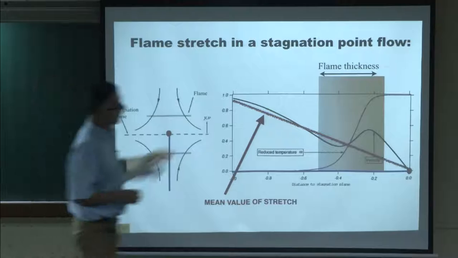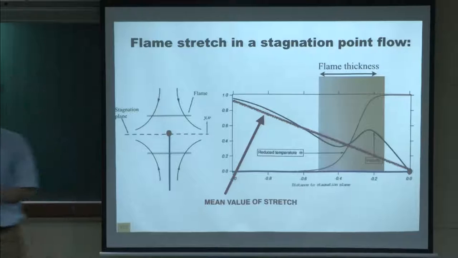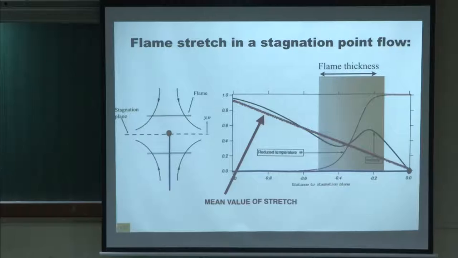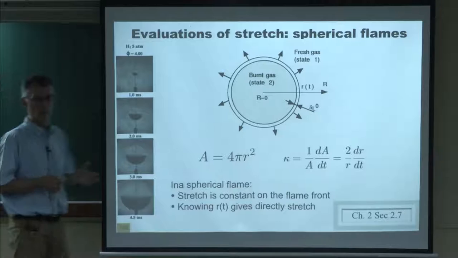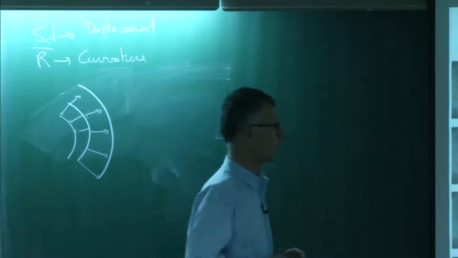Now, of course, there's a problem here to define what the stretch is at the flame front. You have to know where the flame is. But let's say globally that this gives you an idea of how you compute stretch in a stagnation point flame. And it is a major problem, because there are many ways to compute stretch in a stagnation point flame. On the other hand, if you look at a spherical flame, there is no problem to define stretch. Actually, it's a very surprising result to first order, because all spherical flames have the same stretch, whatever the flame is. So that's a funny thing.